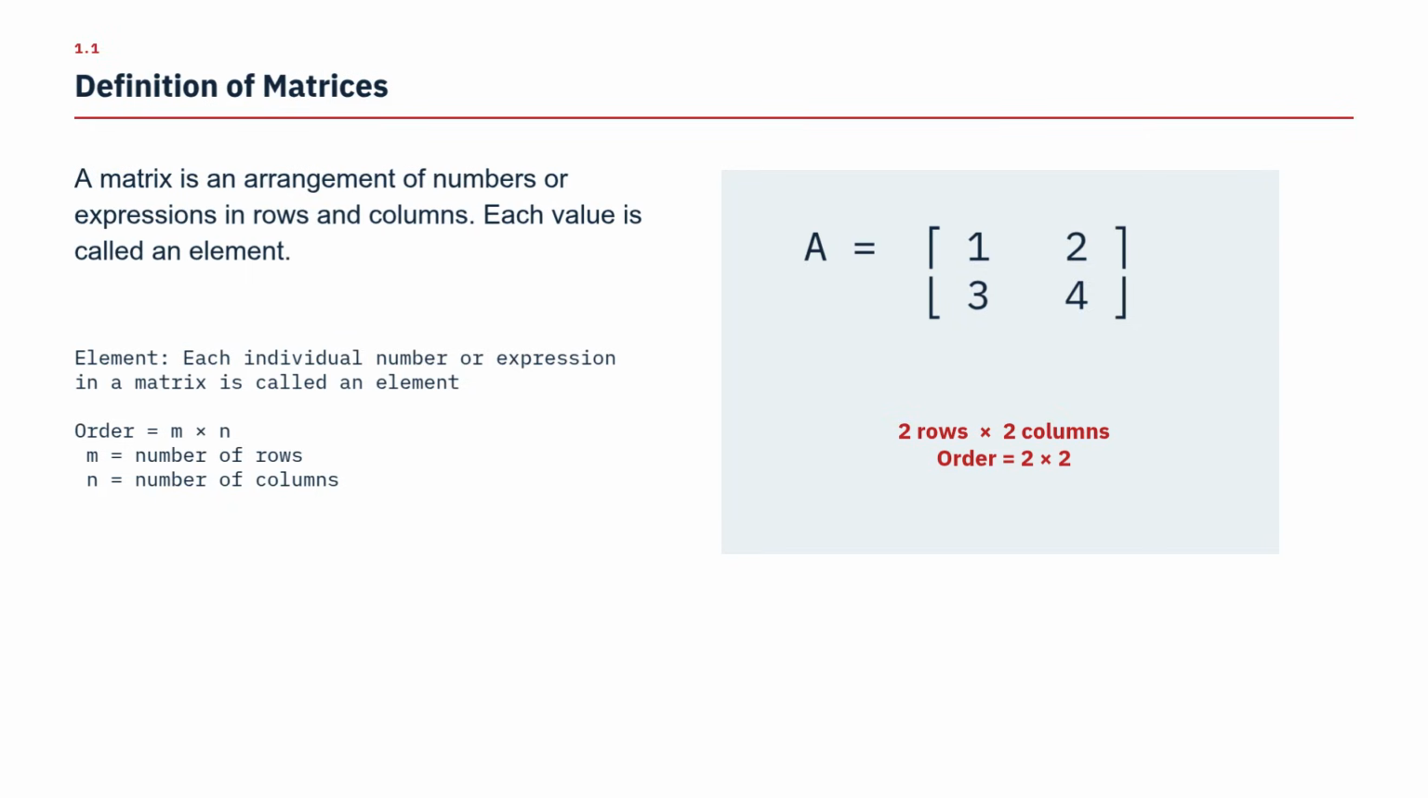Each individual number inside the matrix is called an element. Therefore, 1, 2, 3, and 4 are all elements of matrix A. The order of the matrix is written as m multiplied by n, where m is the number of rows and n is the number of columns. So because matrix A has two rows and two columns, its order is 2 multiplied by 2. The easy way to remember it is row first, column second.